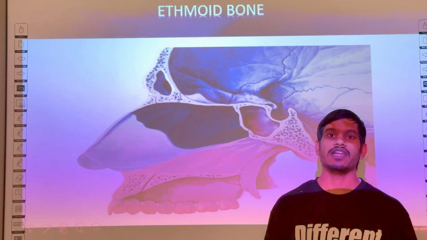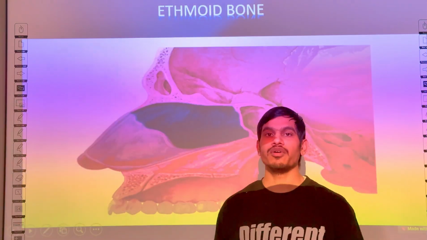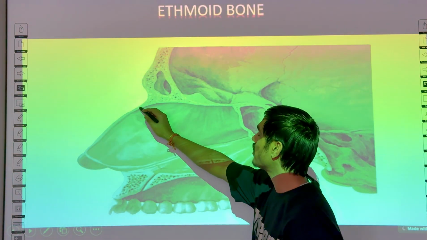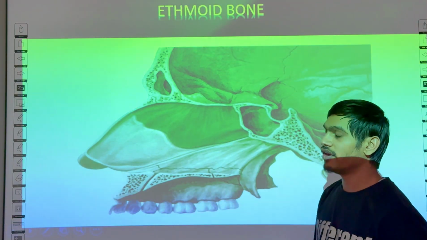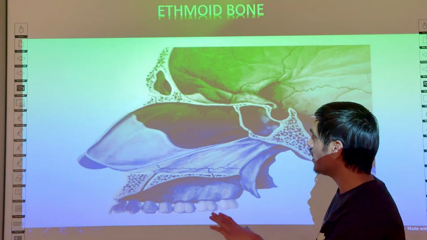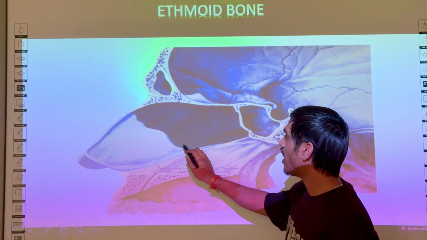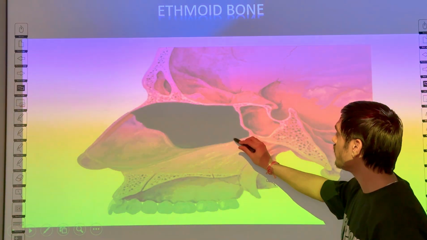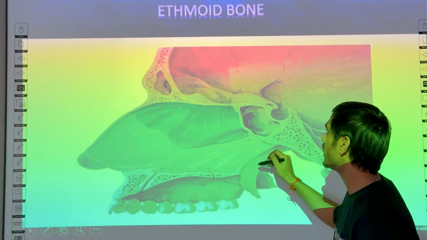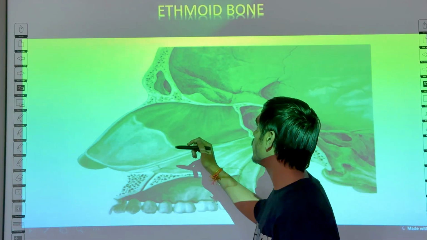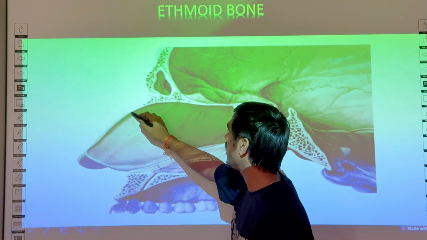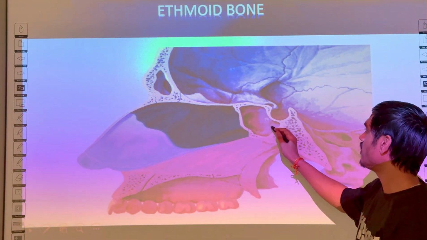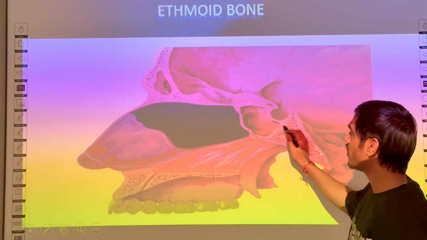So now we will see the articulation of the ethmoid bone with its surrounding bones. First we will see the articulation of the perpendicular plate. The perpendicular plate anterior-inferiorly articulates with the septal cartilage. Then posterior-inferiorly it articulates with the vomer bone. Then anteriorly it articulates with two bones. First is the nasal bone, then the second one is the frontal bone. Then posteriorly it articulates with the sphenoid bone.